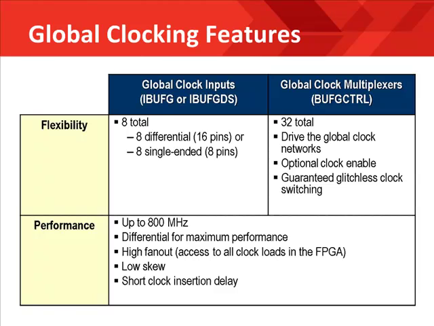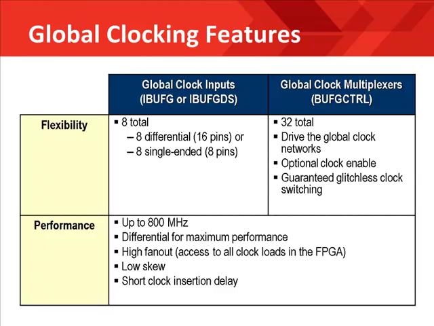This slide is summarizing the global clock routing resources. So for global clock inputs to the IBUFG or the IBUFGDS, there are 8 total. 8 differential using 16 pins or 8 single-ended using 8 pins. And their performance is up to 800 megahertz differential for maximum performance. They support high fan-out, giving access to all clock loads in the FPGA, and are designed for low skew and a short clock insertion delay.